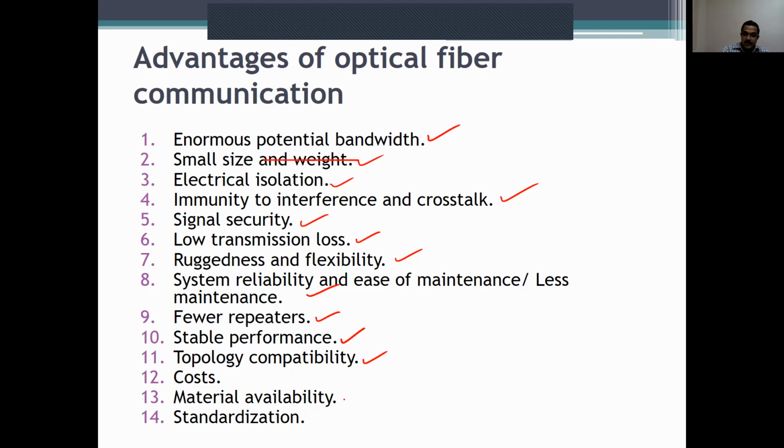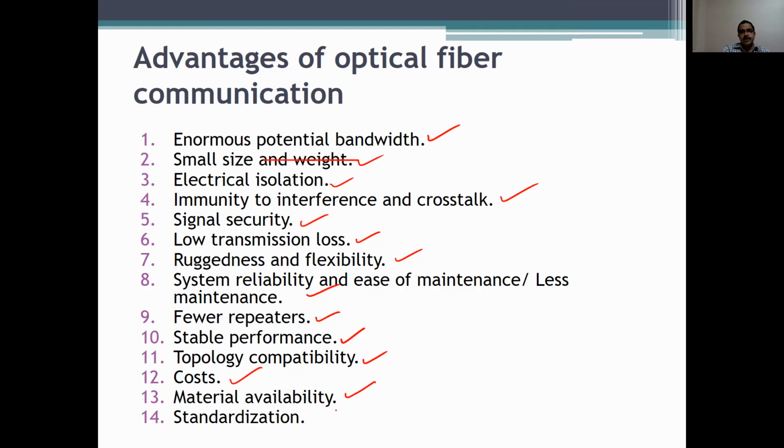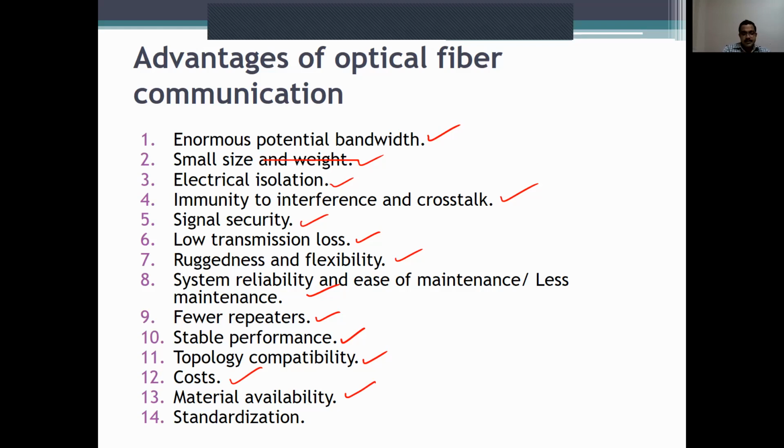And material availability: usually optical fibers are made up of plastic or glass. Glass, as you know, can be easily manufactured from silica, and plenty of silica is available on earth. So the raw material required for the manufacturing of optical fiber is also available. And standardization: optical fiber communication system can be standardized, so it's easy to standardize all the equipment that we are going to use in an optical communication system. So these are the basic advantages of using optical fiber communication system.